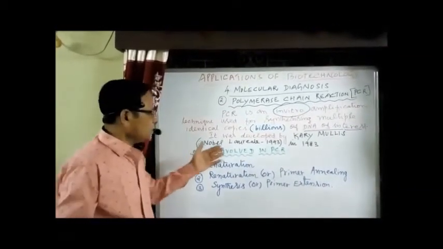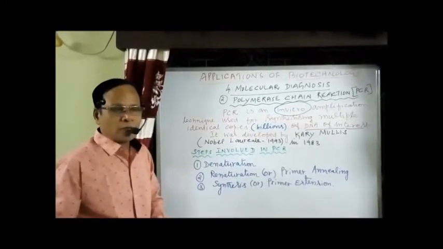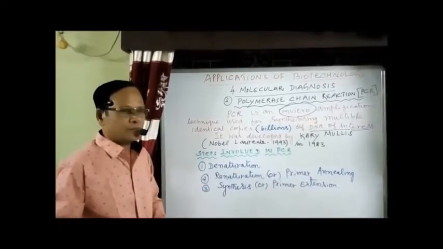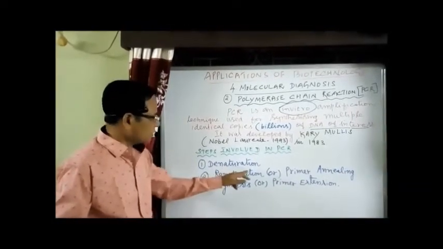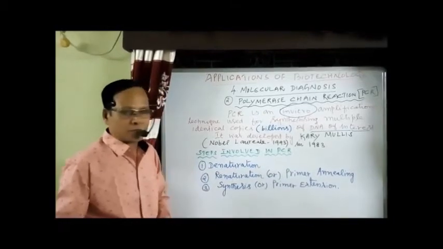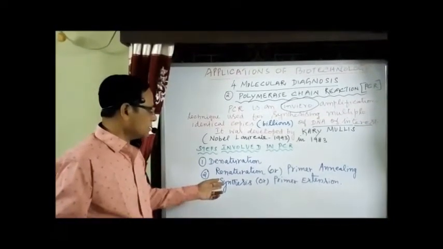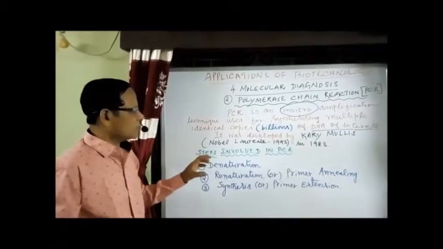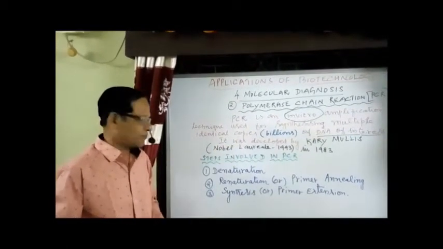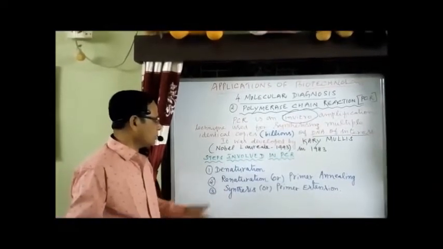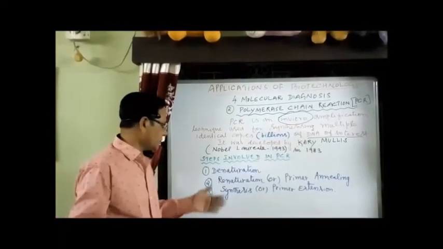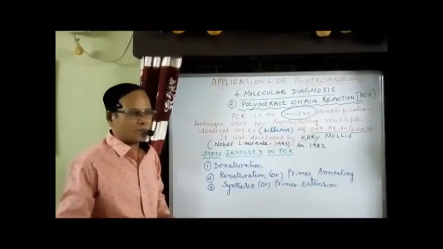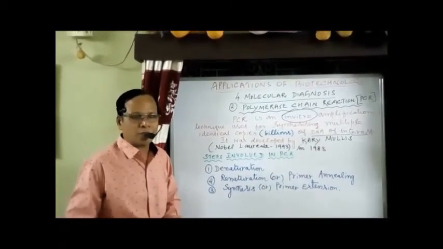During that process, we normally have 3 steps involved. 1. Denaturation. The second one, renaturation or primer annealing. Then synthesis or primer extension. These are the 3 steps you have during the polymerase chain reaction. Now let's take them one by one: denaturation, renaturation, and also synthesis or primer extension. Increase in length is called extension of the DNA molecule.